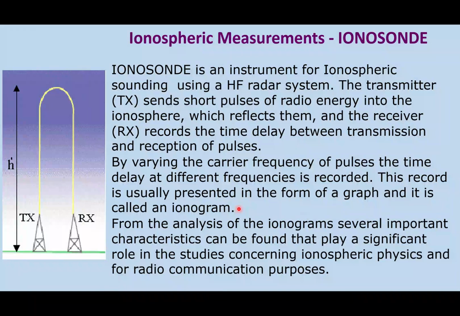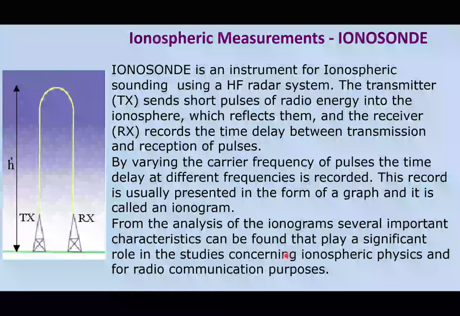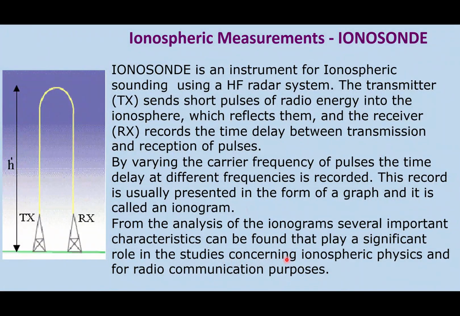The ionogram is something like the cardiogram. If you have some problem with your heart, then you will go to a doctor and he will advise you to take a cardiogram. By studying the cardiogram, what is the exact problem with the heart can be understood. Similarly, by studying the ionogram, the characteristics and situations in the ionosphere can be studied. So this is the similarity of the terminologies. Now, from the analysis of the ionogram, several important characteristics can be found that play a significant role both in the studies concerning ionospheric physics and for radio communication purposes.